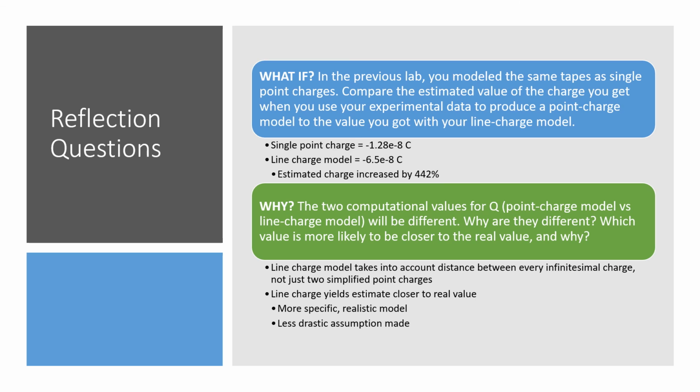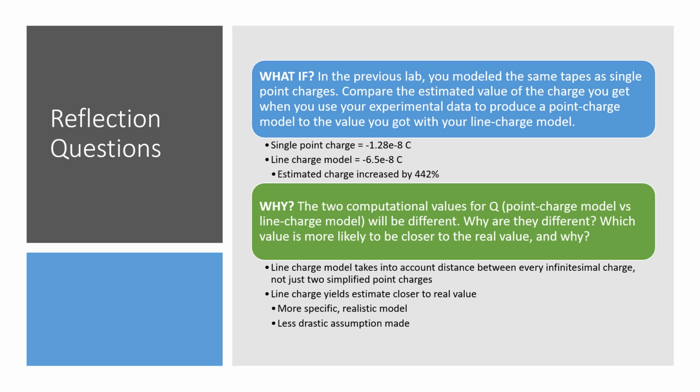Now to reflect on this lab, I'm going to answer the what if and why questions. To answer the what if question, my single point charge model yielded a tape charge of negative 1.2 times 10 to the negative 8 coulombs compared to negative 6.5 times 10 to the negative 8 coulombs, with a line charge model accounting for a 442% increase in estimated charge.